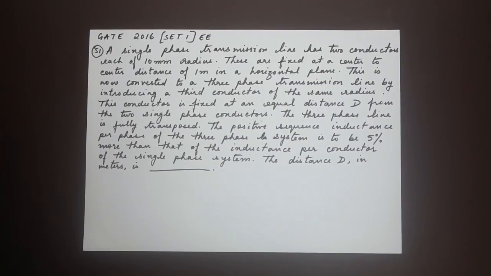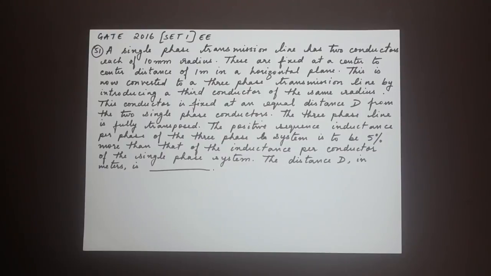Here's the next question, number 51. A single phase transmission line has two conductors each of 10 mm radius. These are fixed at a center to center distance of 1 meter in a horizontal plane. This is now converted into a three-phase transmission line by introducing a third conductor of the same radius. This conductor is fixed at an equal distance d from the two single-phase conductors.